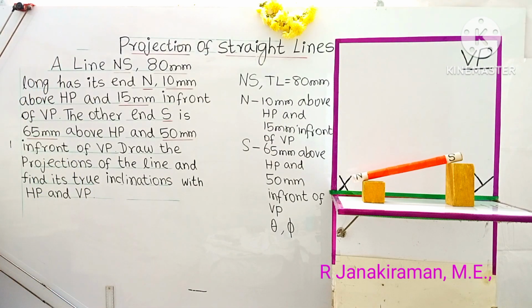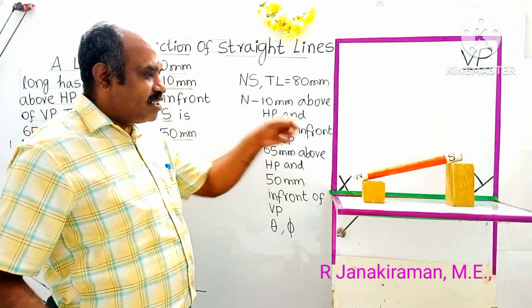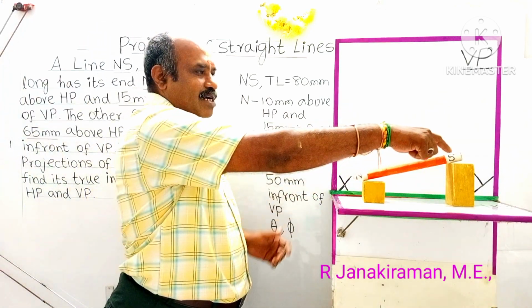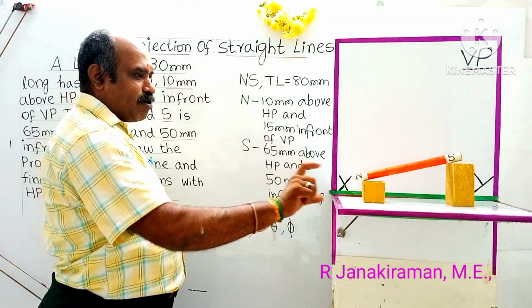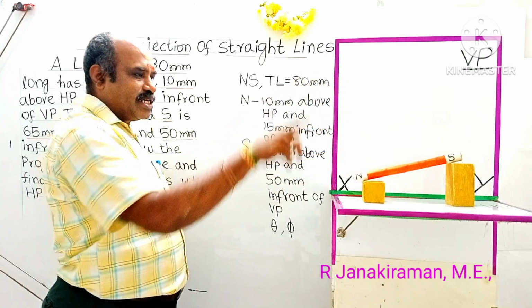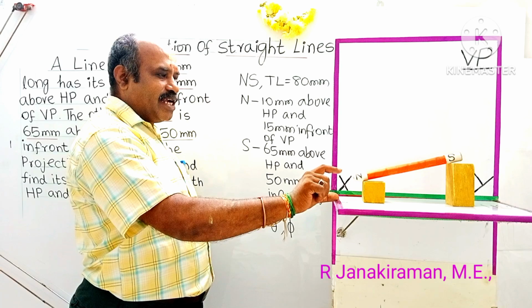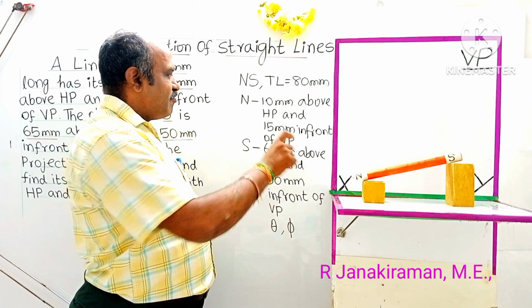Okay, the usual procedure is followed. Consider the straight line. The name of the straight line is NS. One end is N, another end is marked S. One end is 10 mm above HP. This is the horizontal plane, this is the vertical plane. It's a quadrant setup. 10 mm above HP means this height is 10 mm, for end N. And 15 mm in front.